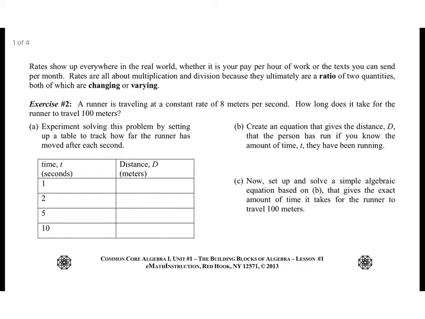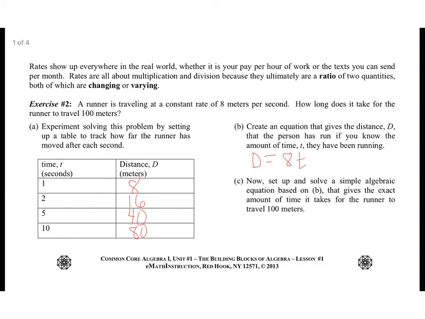So we're going to experiment solving this problem by setting up a table to track how far the runner has moved after each second. So if every second they move 8 meters, that means 1 second is 8 meters, 2 seconds is going to be 16, 5 seconds will be 40, and 10 seconds will be 80. So create an equation that gives the distance d that a person has run if you know the amount of time they have been running. So the distance is going to equal 8 meters per second.